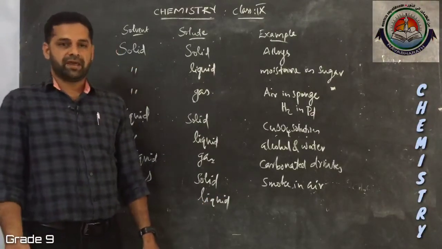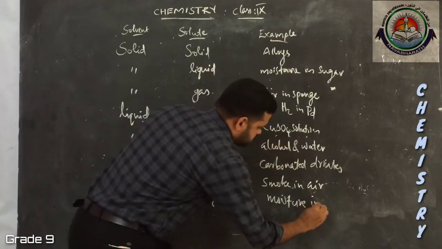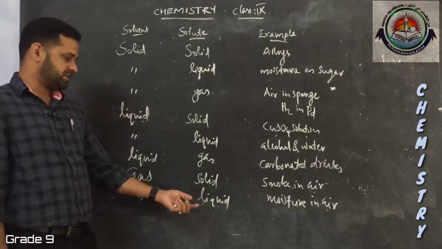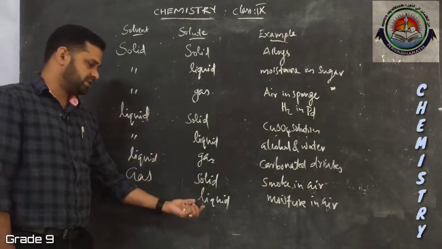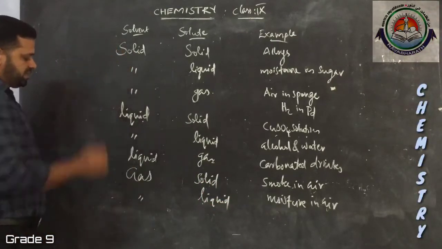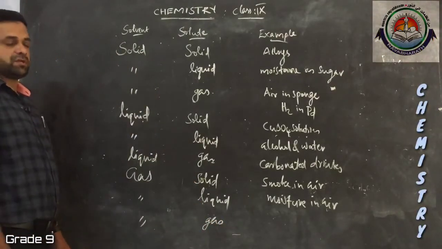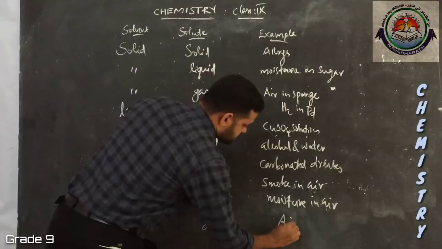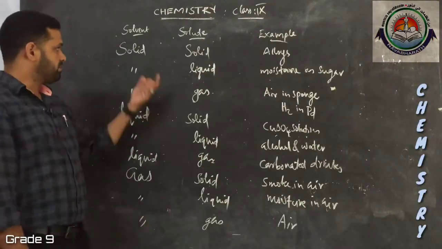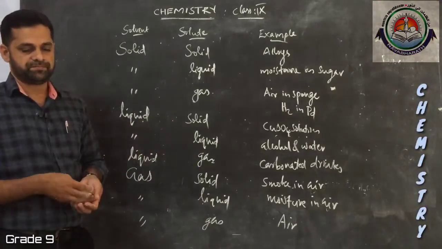Then if the solvent is gas and the solute is liquid, that is moisture in air. Because moisture, water content or water vapors, water particles present in the air, is called moisture. Then if the solvent is gas and the solute is also gas, that is air. Air is a mixture of gases. Air contains many gases. So these are examples of the different types of solutions: solid solutions, liquid solutions, and gaseous solutions. Okay.